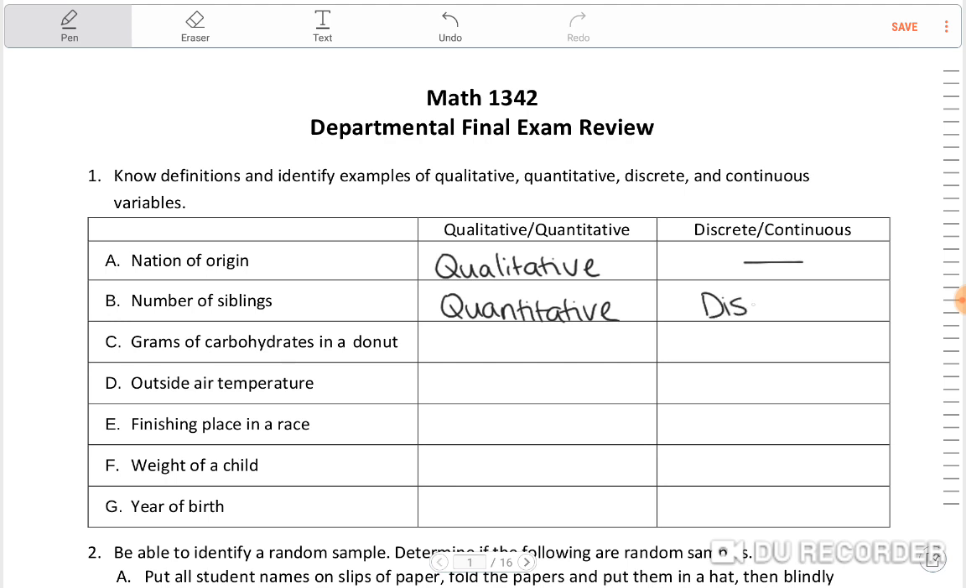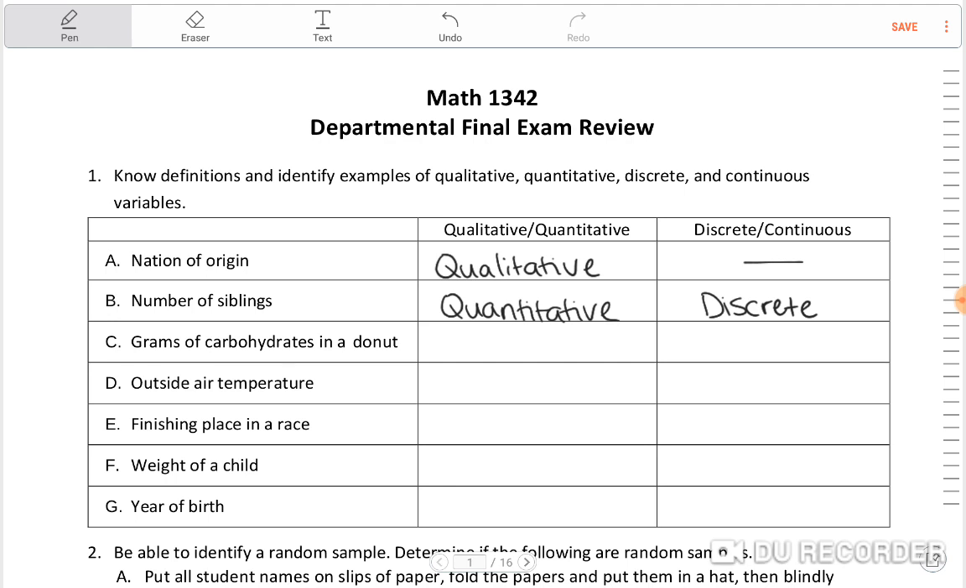Really, you look at whether this is only whole numbers, or whether decimals make sense here. If decimals would make sense, then it would be continuous. But here you can't have half of a sibling, or a third of a sibling, or a fourth of a sibling. 0.1 of a sibling doesn't make sense. So that's why it's discrete. Generally, anytime you see the words number of in front of something, it's going to be discrete.